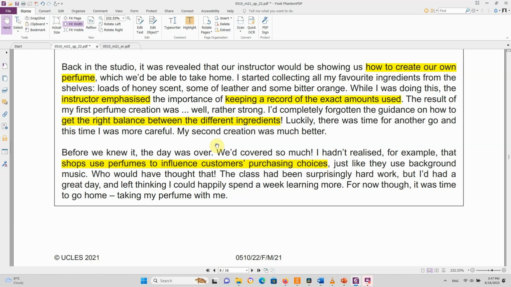Okay. The result of my first perfume creation was, well, rather strong. I'd completely forgotten the guidance on how to get the right balance between the different ingredients. Luckily, there was time for another go, and this time I was more careful. My second creation was much better. Before we knew it, the day was over.